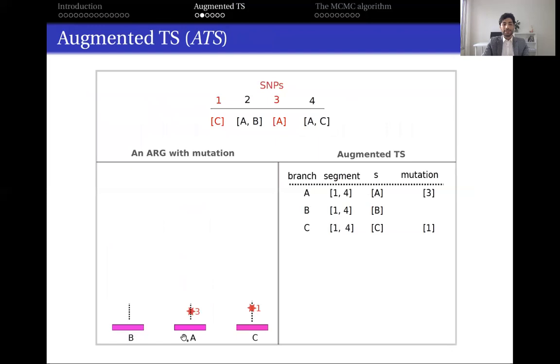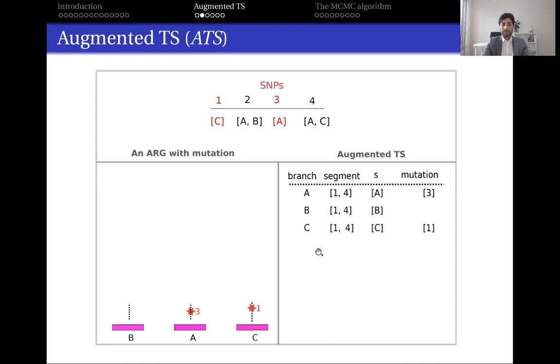So now the data structure. We have 3 sequences, A, B, and C, and I just labeled the branches. For each branch, what we record is the name of the branch and the ancestral material it carries. For example, branch A carries ancestral material from site 1 to site 4, and S is the descendant samples. A is a leaf, so the descendant sample for A is A. Now from this, we can check the SNPs. For SNP3, the sequence that carries the derived allele is A. Therefore, we can put the mutation for SNP3 on this branch.